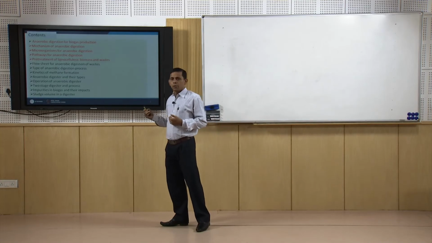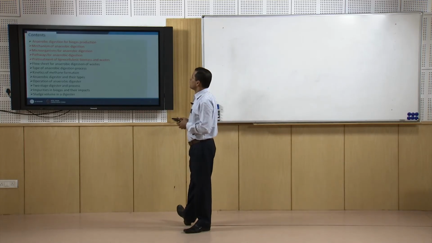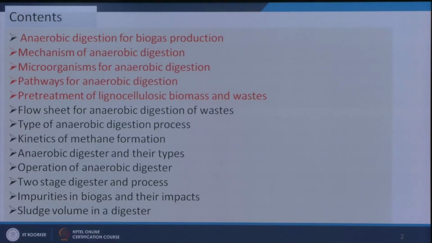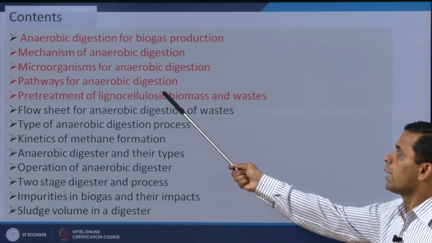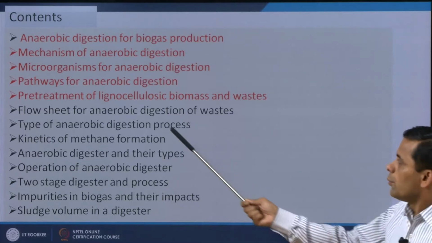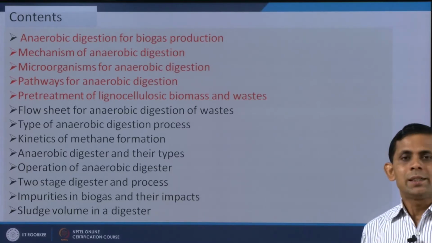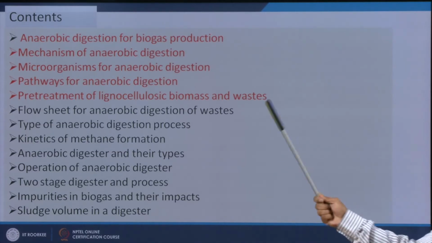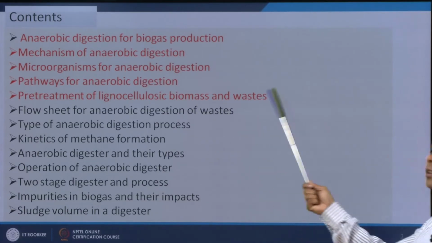So, all those things we will cover in this module, and we will discuss anaerobic digestion of biogas production, mechanism of anaerobic digestion, microorganisms for anaerobic digestion, pathways for anaerobic digestion, then pretreatment of lignocellulosic biomass and wastes. Lignocellulosic biomass and waste are a special type of waste which is getting more interest nowadays, but having some difficulty for processing through anaerobic digestion. So, pretreatment is required and we will discuss these things.